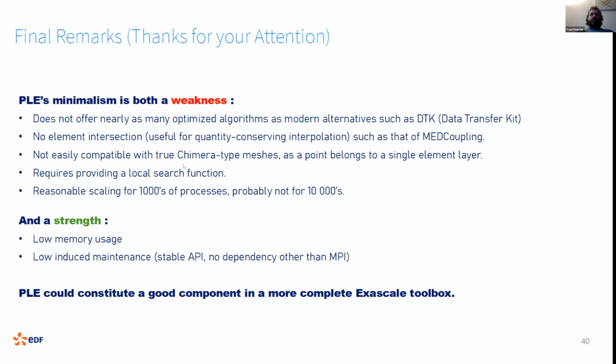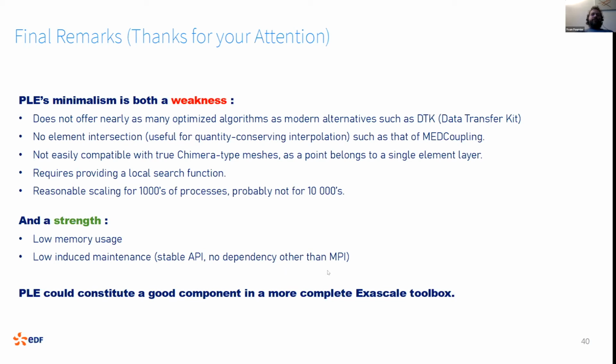It does require providing a local search function. That's basically equivalent to an adapter. And the scaling is reasonable for thousands of processors. Actually, probably okay for tens of thousands. It might not be good for hundreds of thousands. The strength is that it has really low memory usage and a very stable API, so low induced maintenance.